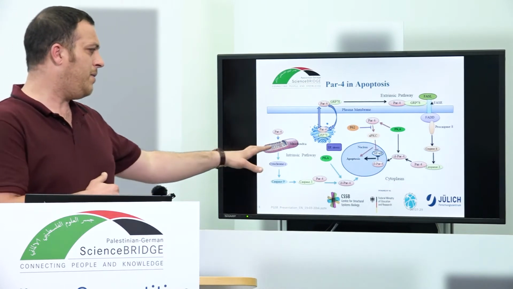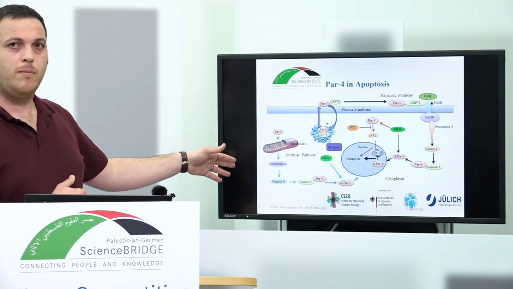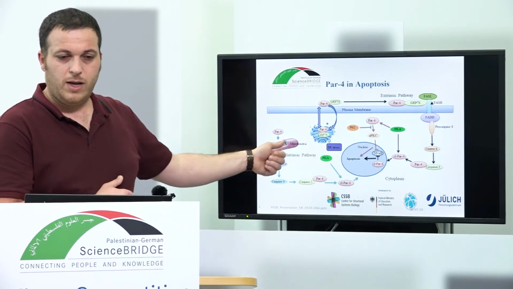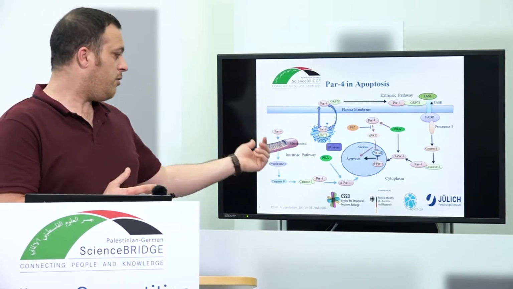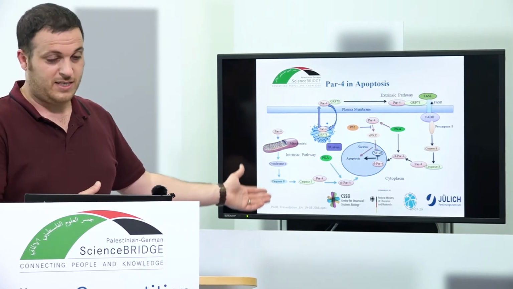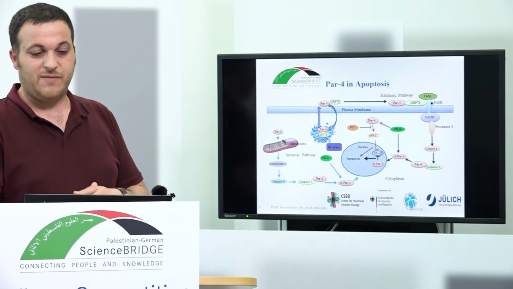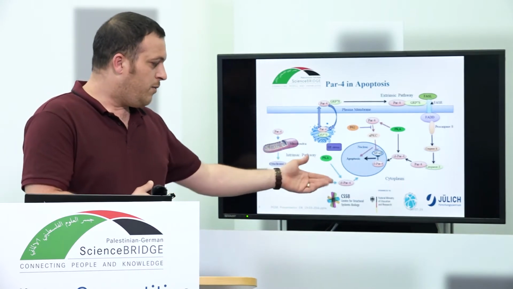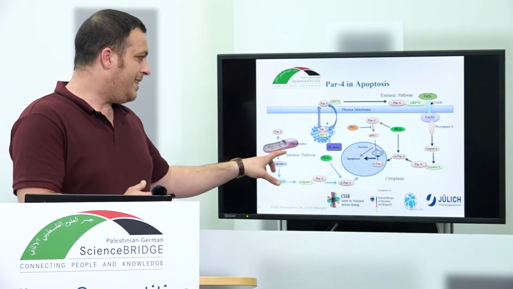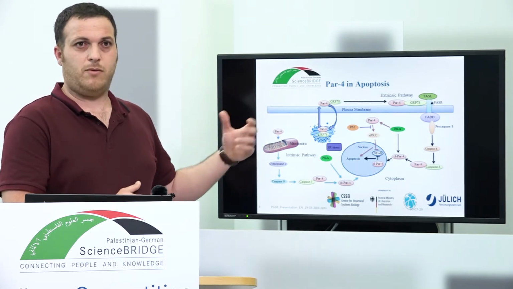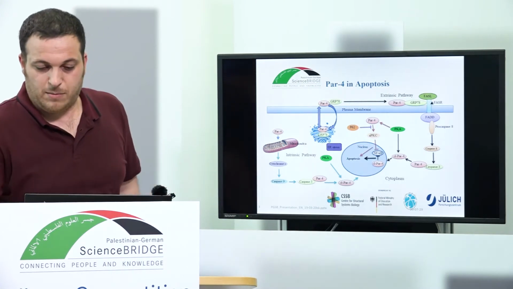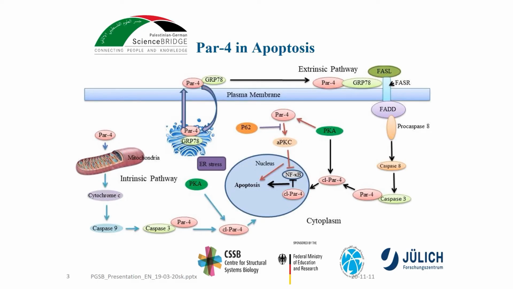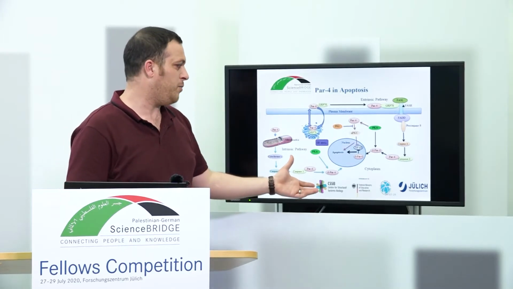For the intrinsic pathway, which goes through the mitochondrial pathway, Par-4 will induce the release of cytochrome C from the mitochondria. Cytochrome C will activate caspase 9, and caspase 9 will activate caspase 3, and caspase 3 will cleave Par-4. But as I said before, for this pathway there are not many details about the action and the mechanism of Par-4 in the intrinsic pathway. So this cleaved Par-4 is my target in the PhD project.